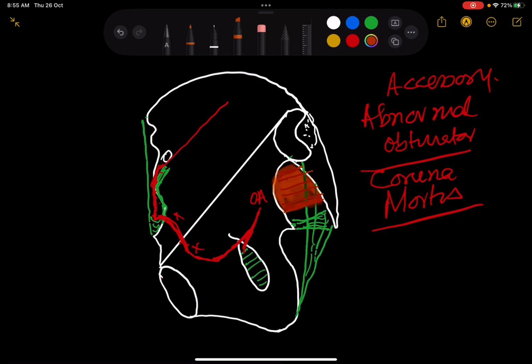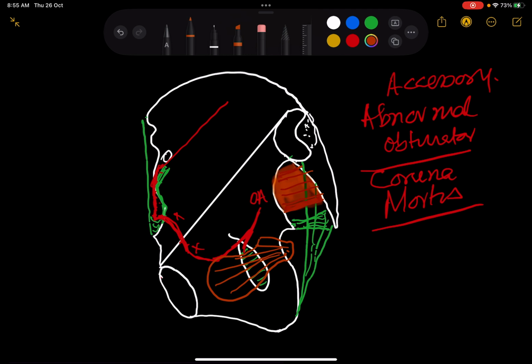Then, arising from the surface of the obturator foramen and going out here is the obturator internus, going out of the lesser sciatic notch.